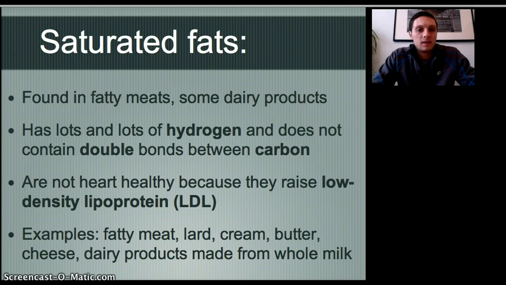Saturated fats are found in fatty meats and some dairy products. Saturated fats have lots and lots of hydrogen and do not contain double bonds between carbon. I'll show you a picture of that in a second. But basically, in saturated fats, there's no double bonds. These are not heart healthy because they raise low density lipoprotein. This is the bad cholesterol. And some examples again include fatty meat, lard, cream, butter, cheese, and dairy products made from whole milk.